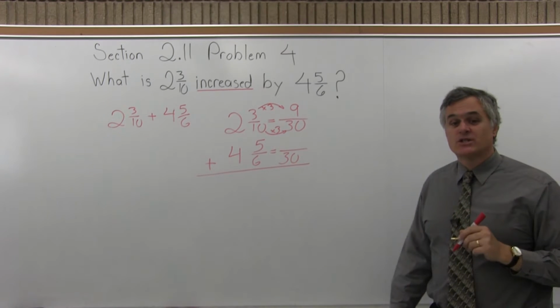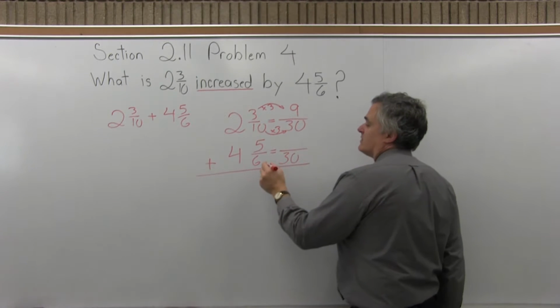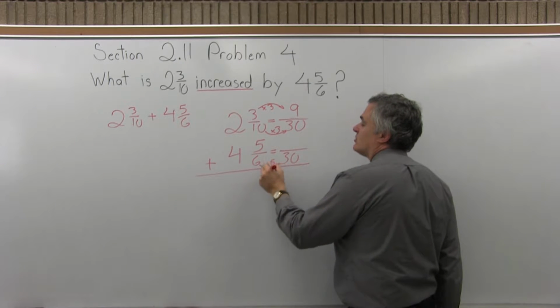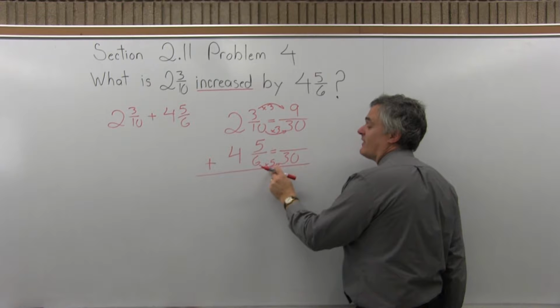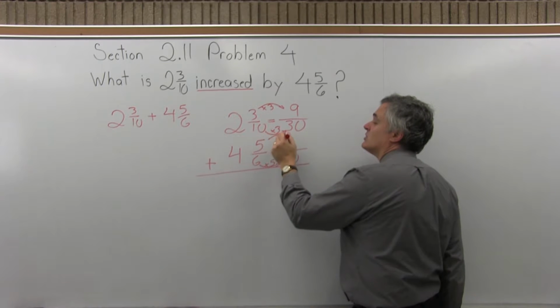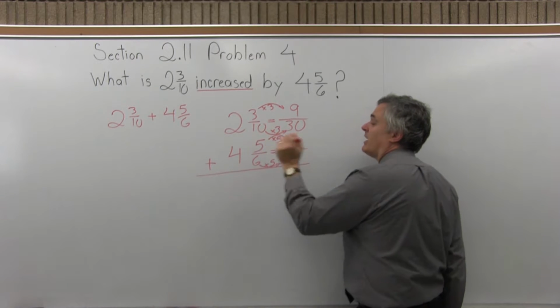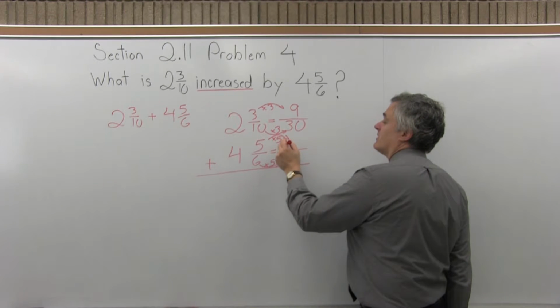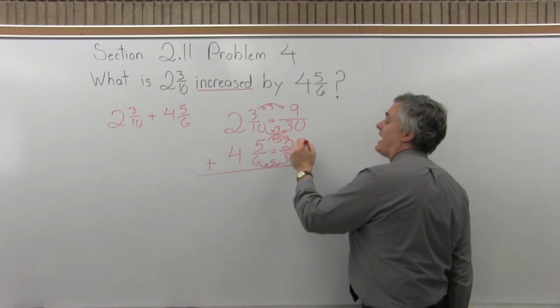Now for the other fraction, the lower one, the 5/6, this 6 got multiplied times some value to turn it into a 30. It must have been times 5. 6 times 5 is 30. So the numerator must be multiplied times the same value, times 5. 5 times 5 would make the new numerator 25.